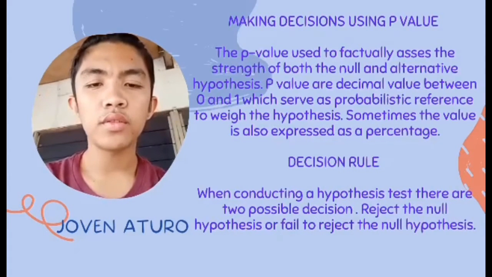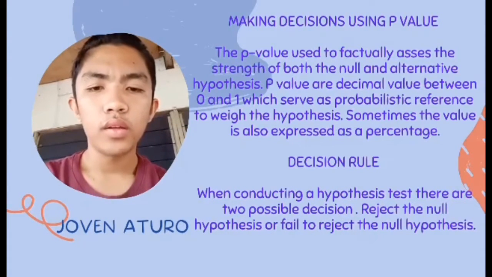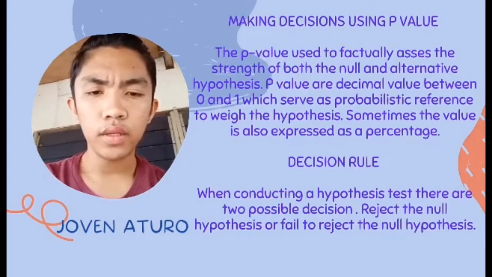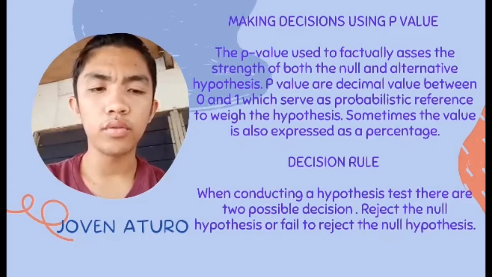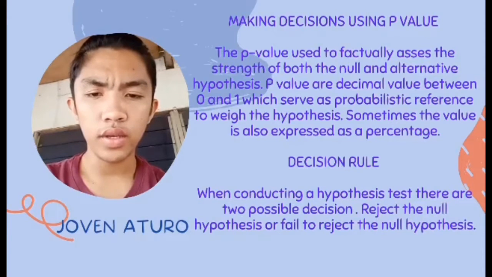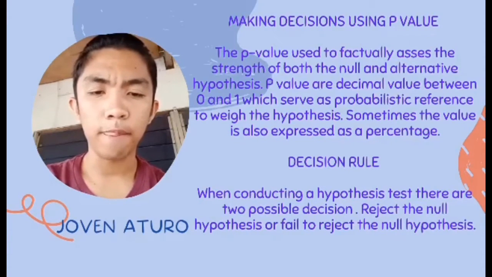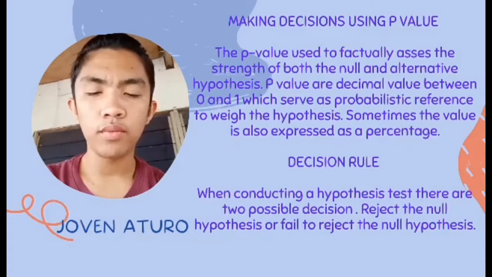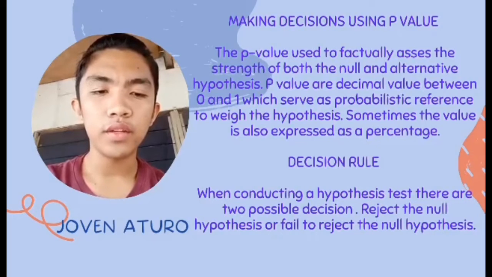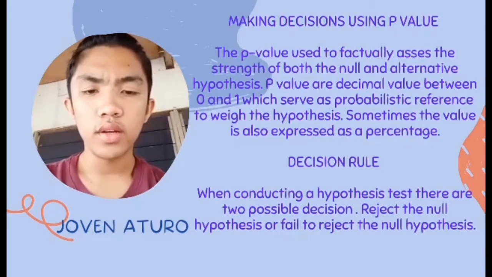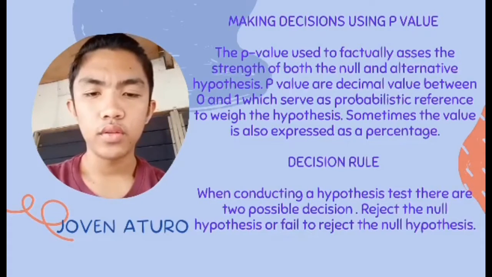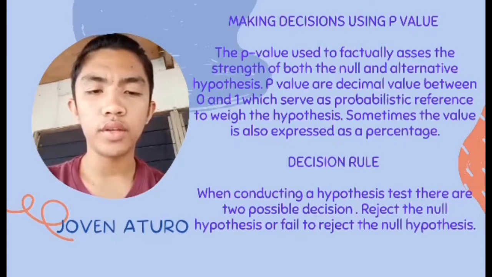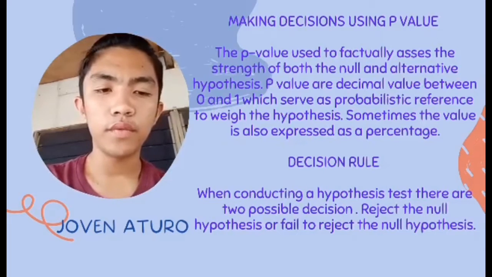Making decisions using p-value. The p-value is used to factually assess the strength of both the null hypothesis and alternative hypothesis. P-values are decimal values between 0 and 1, which serve as probabilistic references to weigh the hypothesis. Sometimes the value is also expressed as a percentage. So, we have to make a decision in a hypothesis test using p-value.